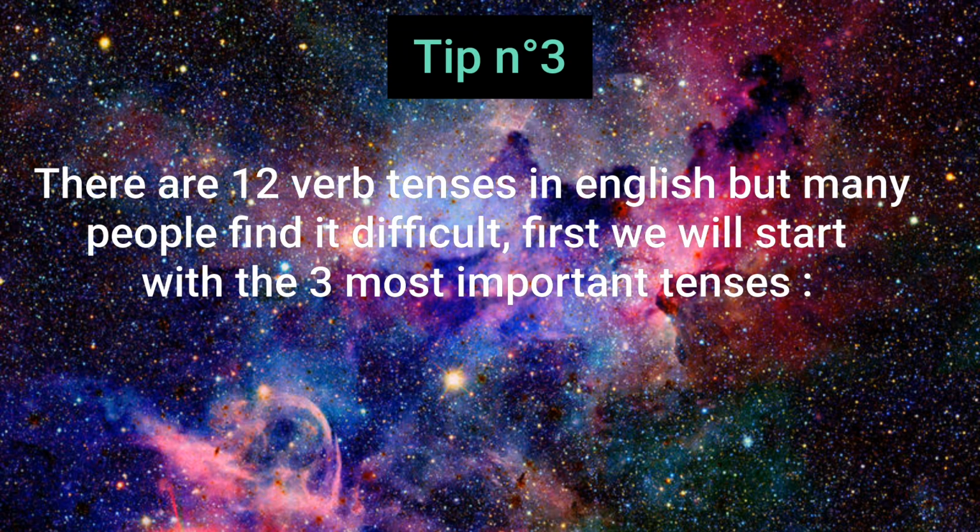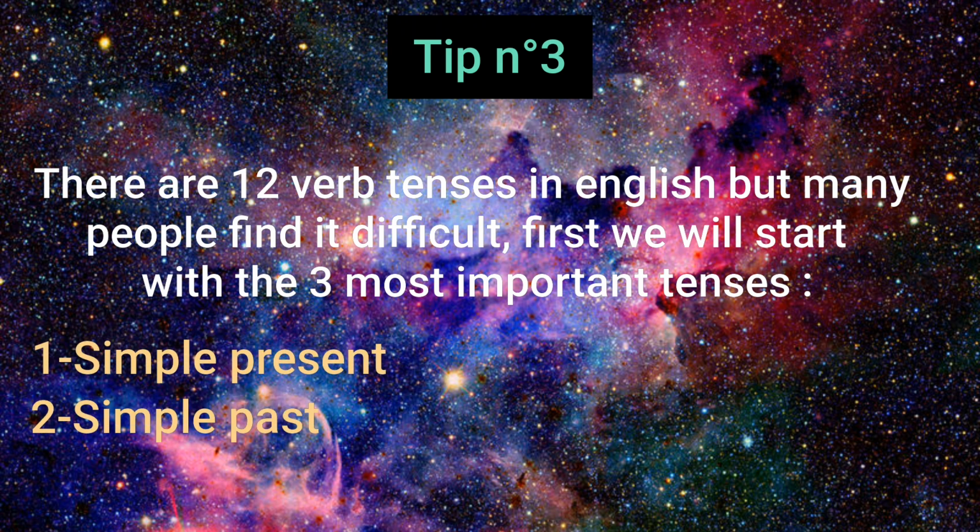My third tip, in English, there are about 12 different verb tenses. Many people find it difficult to learn the 12 verb tenses. So when you start learning English at the beginning, first start to learn the 3 most important tenses. The 3 most important tenses are the simple present, simple past, and the simple future.